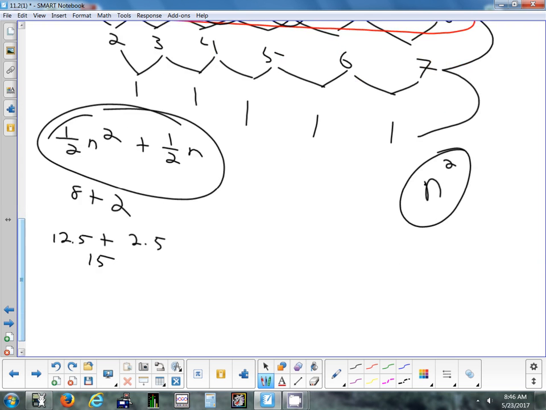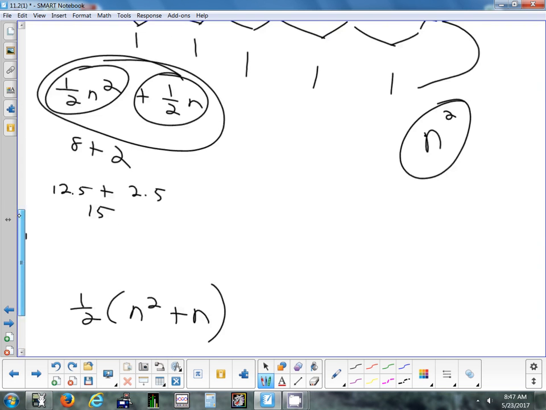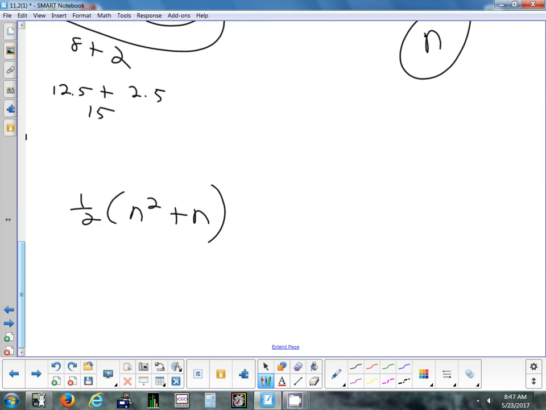What do both of these terms have in common for constants? They both have a half. So one thing you can do is factor it out. It's n squared plus n, and then take half of it. Now, if you multiply something by a half, what's the same as that dividing by? 2. So usually we see the formula written this way. N squared plus n over 2.